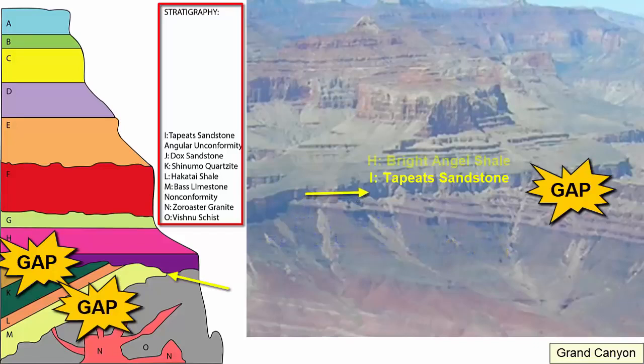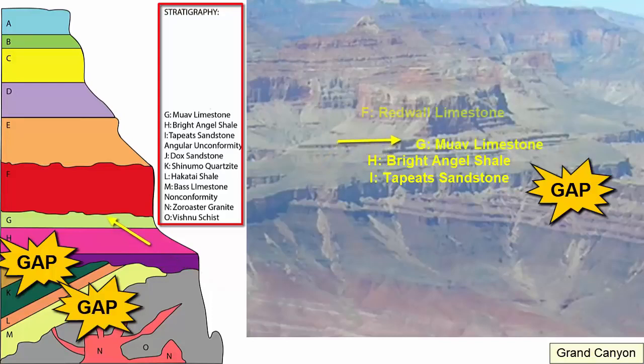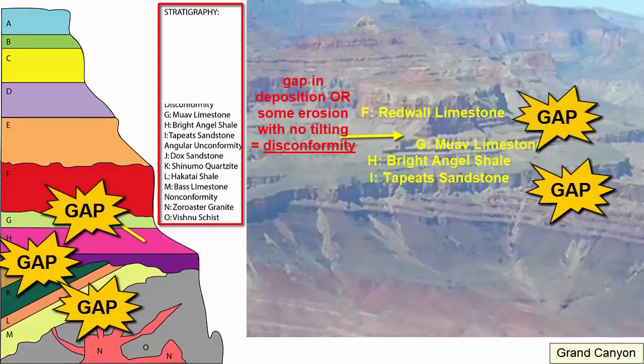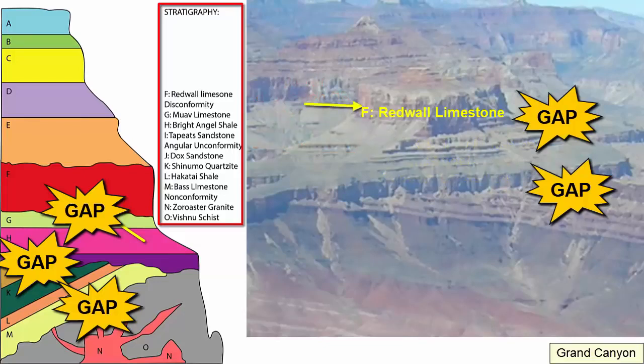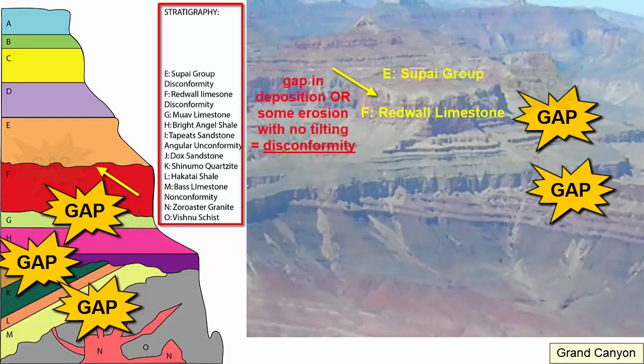After I was laid down, H was laid down, followed by G. Then between G and F we see an irregular eroded surface, which is a disconformity, as there's no tilting happening prior to erosion, and the rocks immediately below the surface aren't deep metamorphic or plutonic igneous rocks. After the erosional event, F is laid down, and then again a disconformity appears.